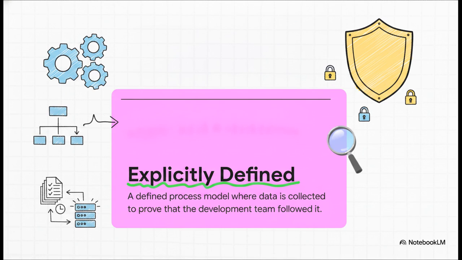The absolute first non-negotiable requirement here is that the process must be explicitly defined. Let's break that down. An explicitly defined process has a formalized, written process model that actually drives the software production. But it doesn't stop there. You have to collect data during the whole development cycle, things like logs, review sign-offs, test coverage metrics, data that unequivocally proves to an outside regulator that your team actually followed the defined model. Because honestly, a plan on paper means absolutely nothing without the data to back it up.